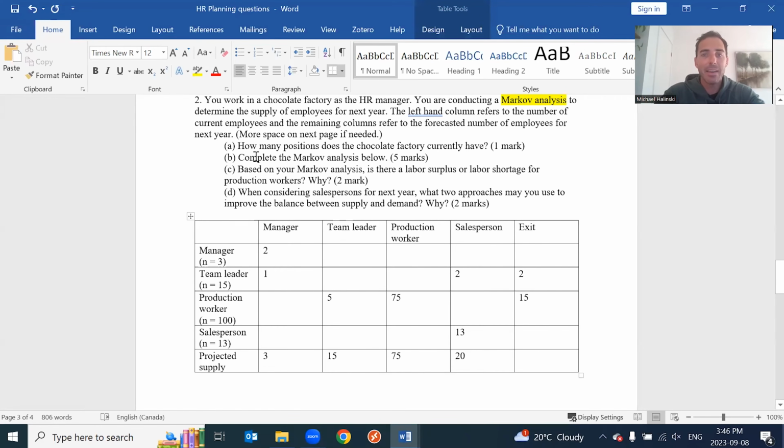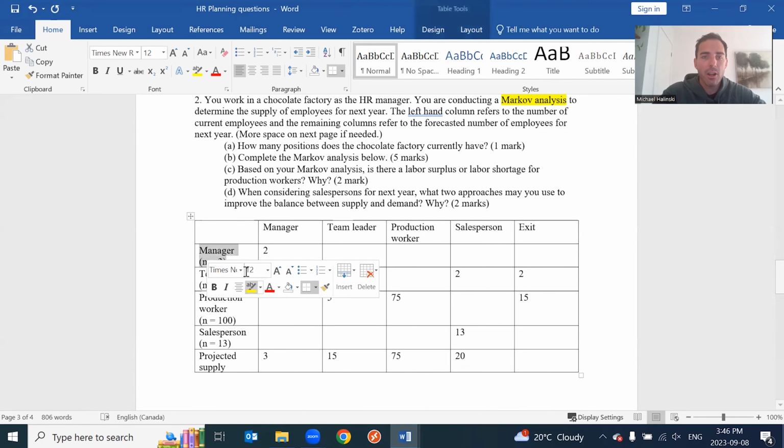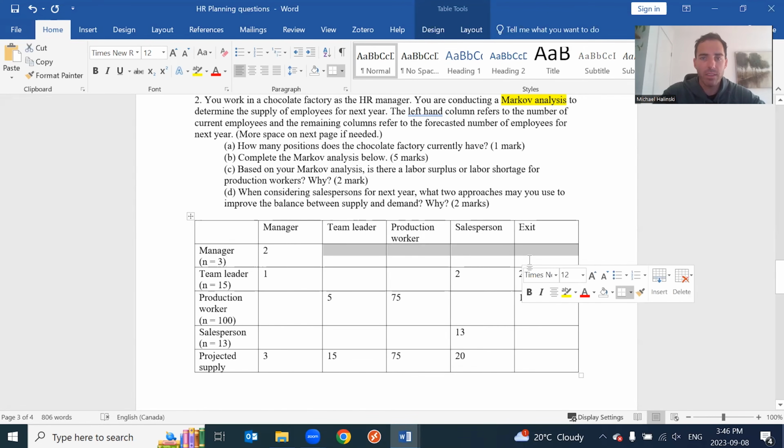Now we're at the most challenging part of this question, completing the Markov analysis. It's worth 5 marks. You look down here and some cells have numbers, some cells don't. Don't freak out. The rule of thumb for a Markov analysis table is that the column on the left refers to the number of people, the number of positions this year. All of the other columns need to sum to that number. So when I see the number 2 here, and it's the only number in that row, I know, 3 minus 2, that there's going to be a 1 somewhere in one of these cells.